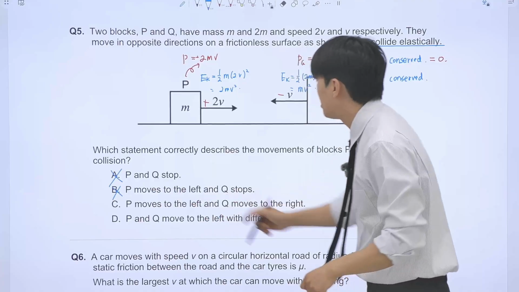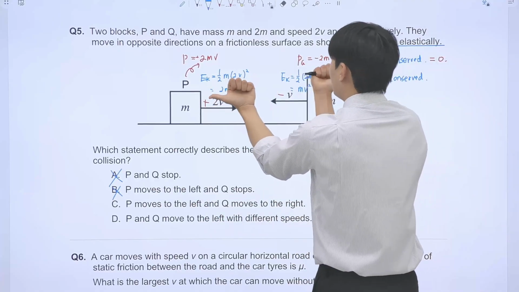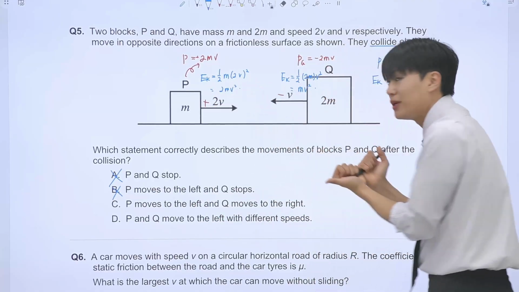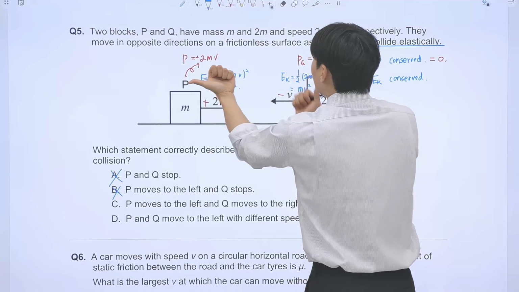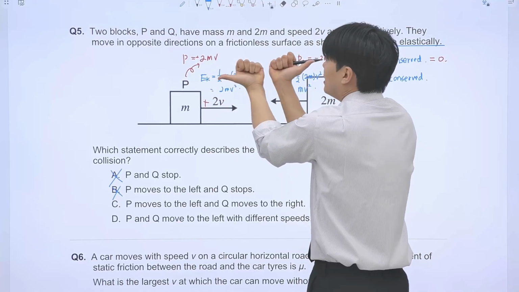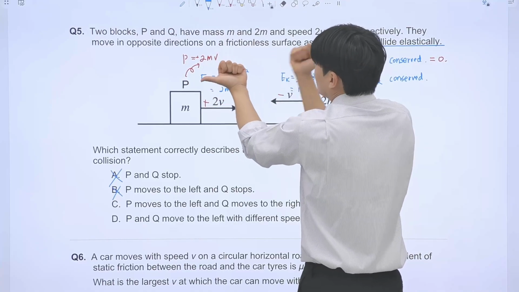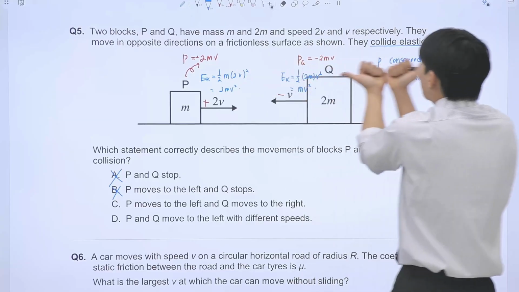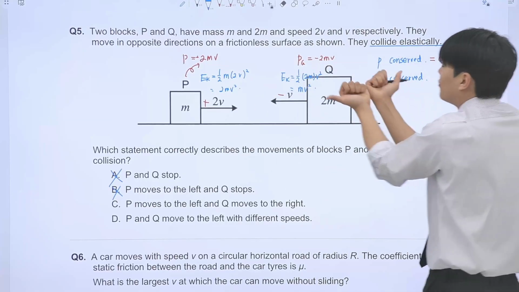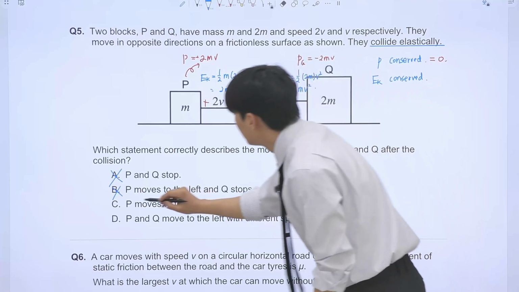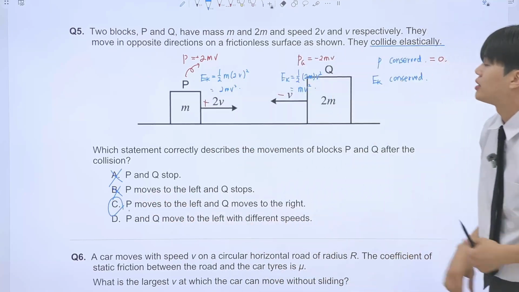P moves to the left and Q moves to the right. Is it possible? It can be, right? Because that momentum plus that momentum must be in opposite directions, which means that one is plus, one is minus. If you add them together, it can be 0, right? And also they have speed from that one and from that one, okay? So it is totally possible. So the answer must be C in that case.